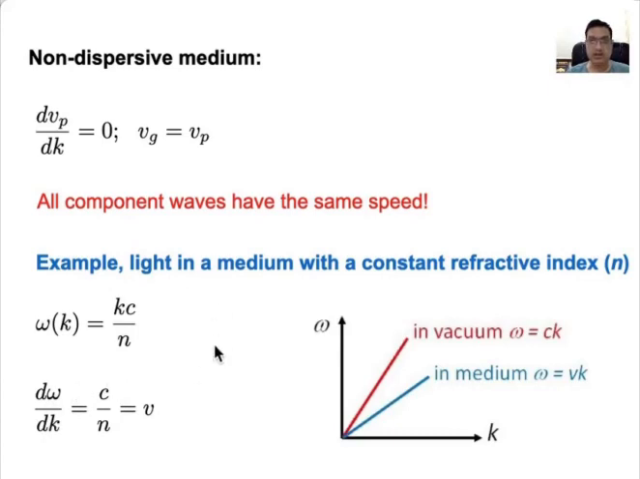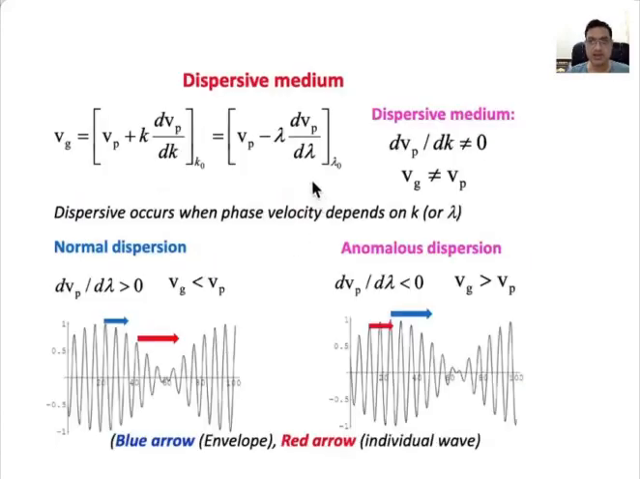Now let's see when the medium becomes dispersive. Here is the definition of a dispersive medium. A dispersive medium means that dvp over dk is non-zero. It means that your group velocity and phase velocity are not the same. They are different from each other. So dispersion occurs when the phase velocity depends on k or lambda.